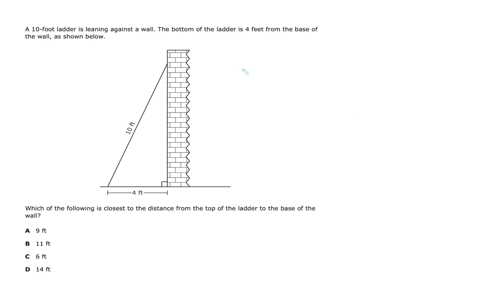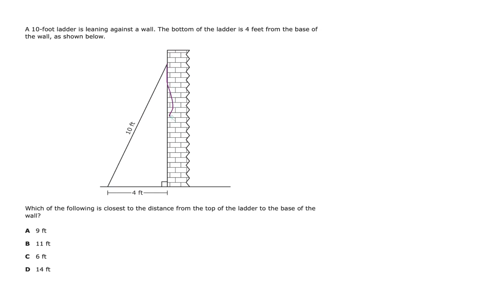Okay, let's look at another one. A 10-foot ladder is leaning against a wall. The bottom of the ladder is 4 feet from the base of the wall as shown. Which of the following is closest to the distance from the top of the ladder to the base of the wall? So again, let's see what we have.